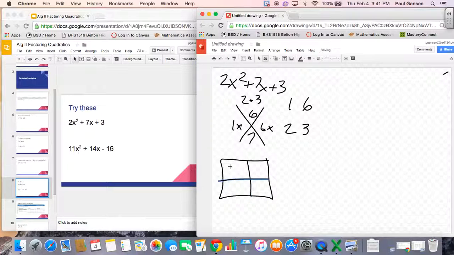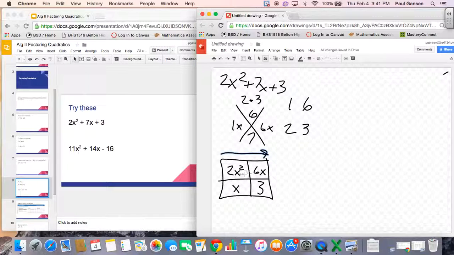Okay, so with our X box here, again, here we put our 2x squared. Here's going to go our 3. And it doesn't matter what box we put these other ones in here. We're going to have an x and a 6x. Starting in this direction, we're going to see what common factors these guys have.